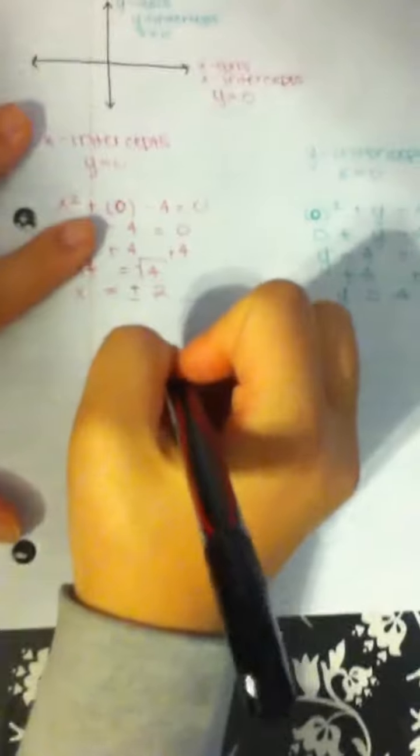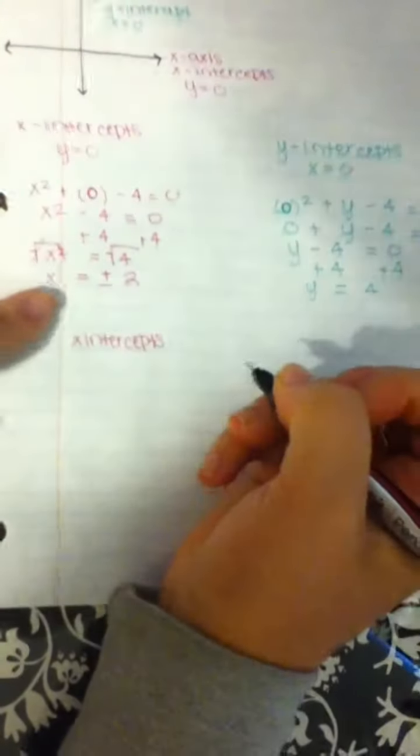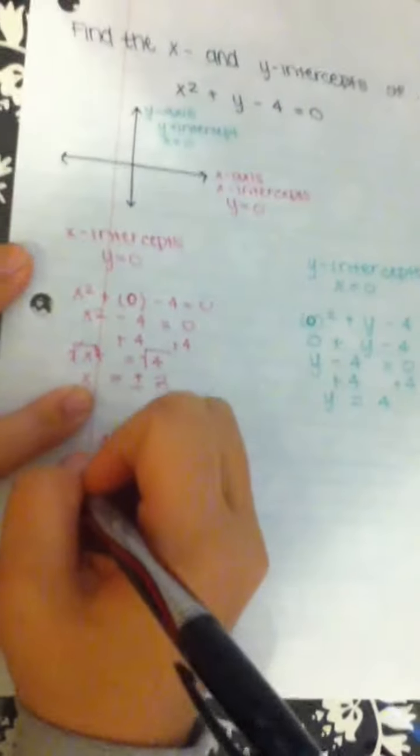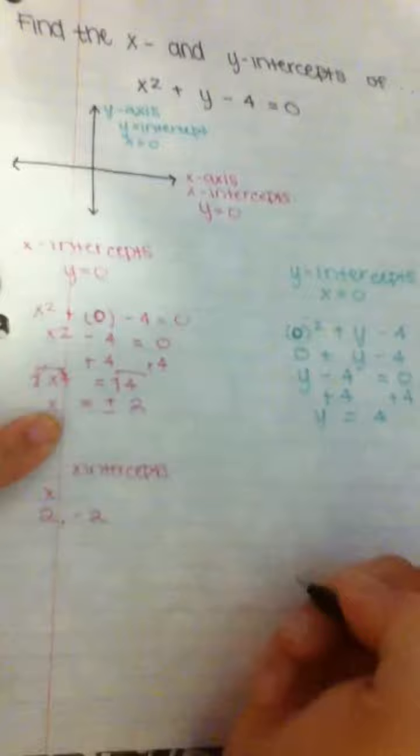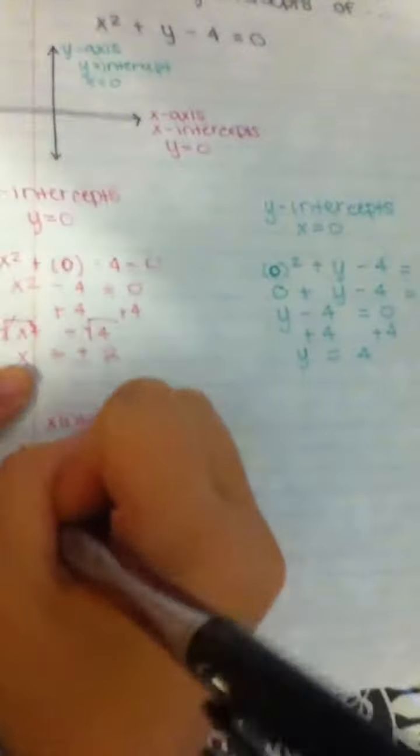So, if we look back, our x-intercepts are x is 2 and negative 2, and our y is 0. So to write that as an ordered pair, we do (2, 0) and (negative 2, 0). Our y-intercept is where our x is 0 and our y is 4. So to write that as an ordered pair, it's (0, 4).